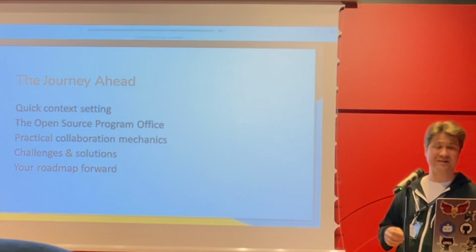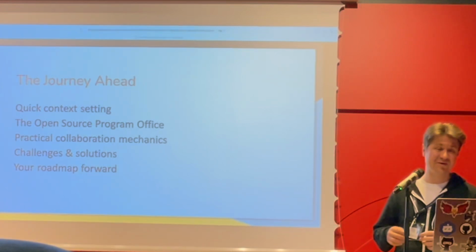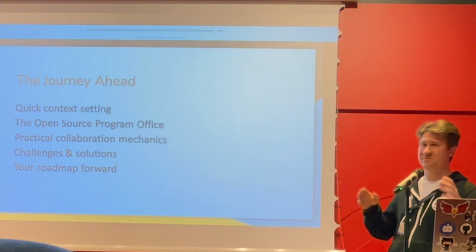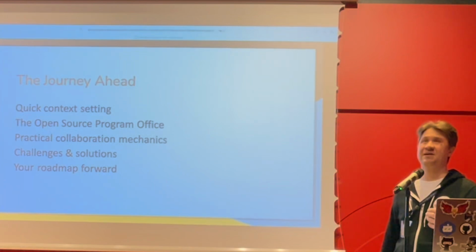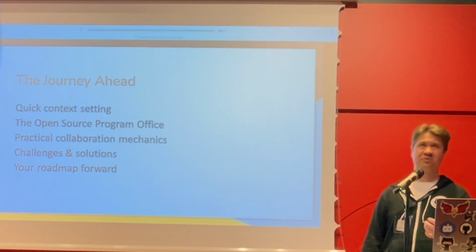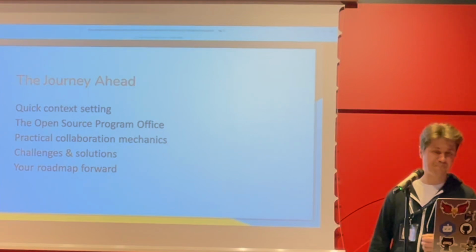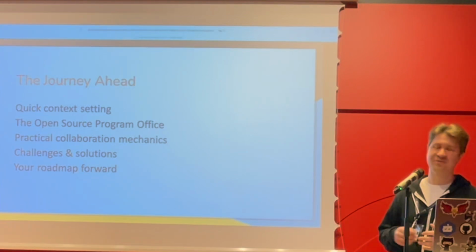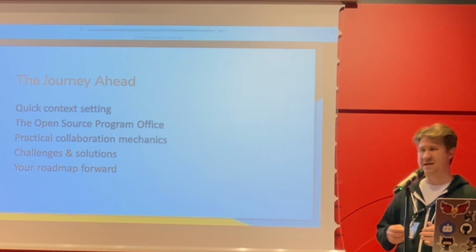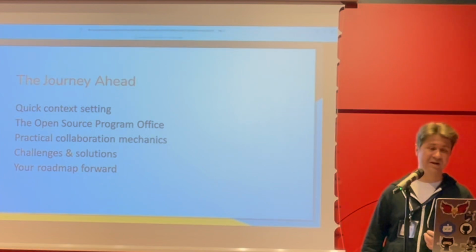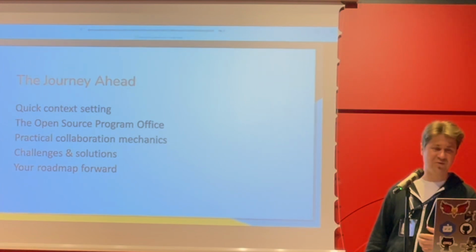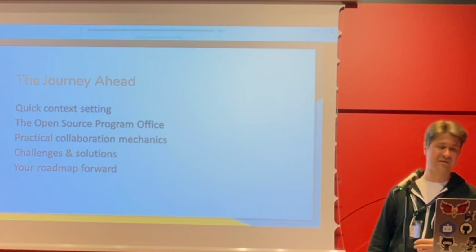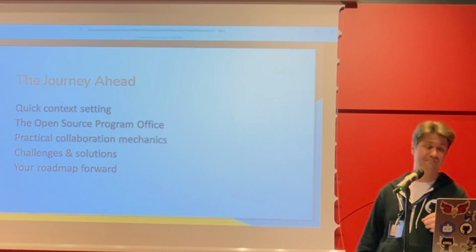That's what you can see now, a little bit of the structure of my talk. I will start with setting the context, talking a little bit about open source and its nature. Then we'll spend a good chunk of time talking about the Open Source Program Office, or OSPO, because it's the foundation for everything that you do inside the organization on open source. Then the heart of the presentation will be about collaboration mechanics: how to form a working group, when to introduce formal governance, what kind of legal agreements are essential. Those are the questions that we will answer.